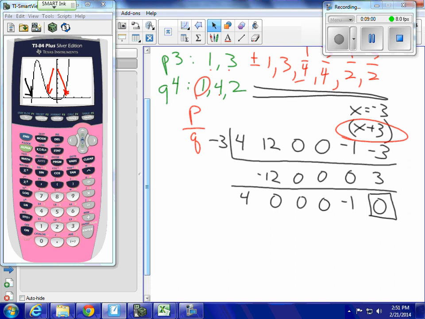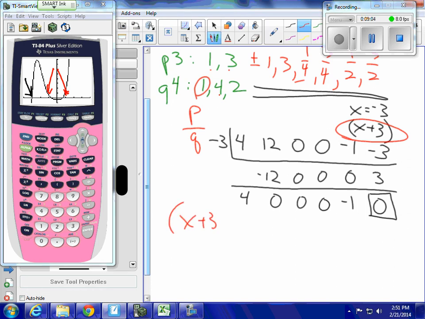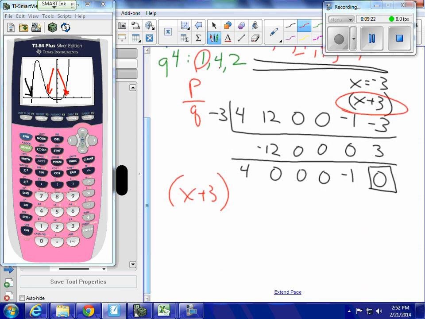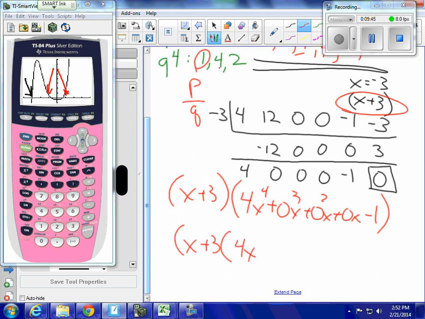So I know I have one factor that is x plus 3. And I want to look at what I have remaining and write it in polynomial form. I want to write it in standard form. So I depressed my equation. I had started out with a highest degree of 5. So now I have a highest degree of 4 since I have pulled out 1x. So I have 4x to the 4th plus 0x to the 3rd plus 0x squared plus 0x minus 1. And I'm going to write that just a little bit more easily: x plus 3 times 4x to the 4th minus 1.